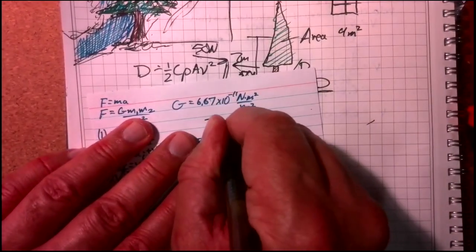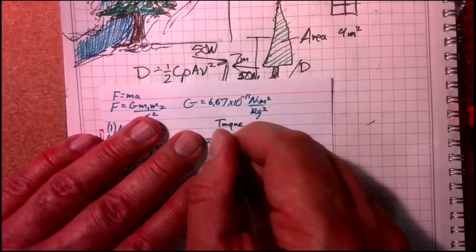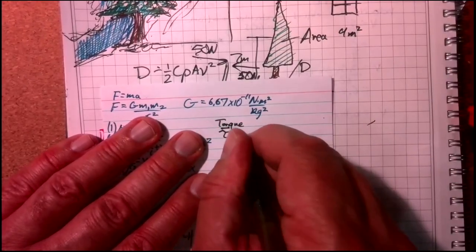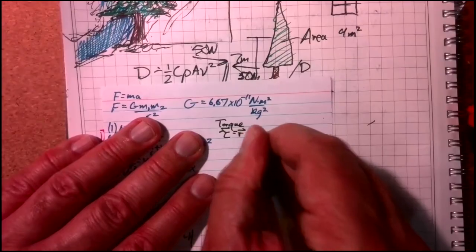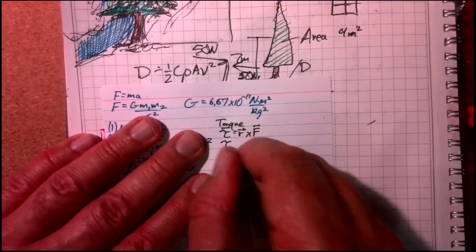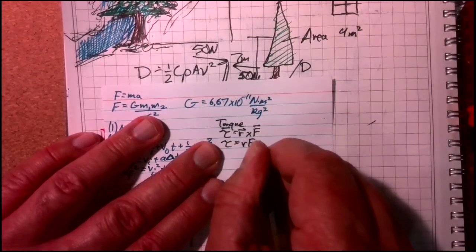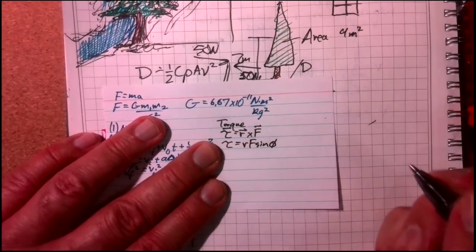Torque. Okay, torque is equal to the vector torque, r cross F, okay? But the magnitude of the torque is equal to r times F times sine of phi.